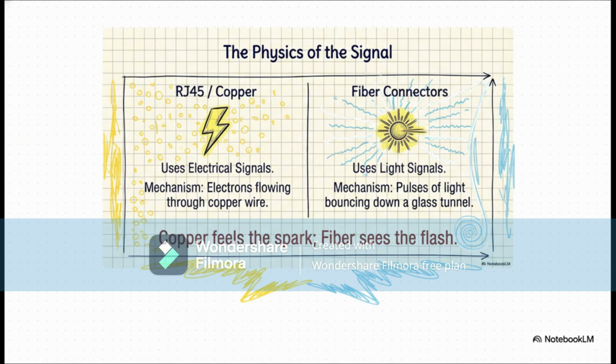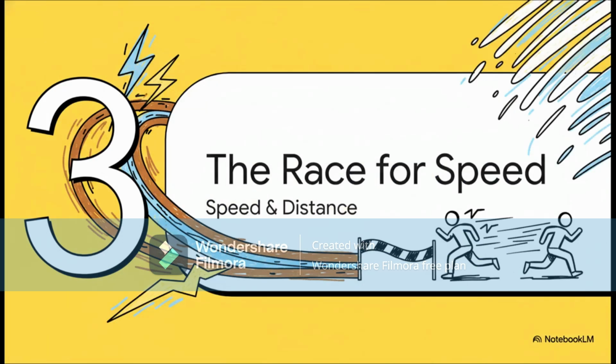But the fiber optic connector? It sends data as pulses of light, just flashing and bouncing its way down a perfect glass tunnel, basically at the speed of light. So, an electrical spark versus a flash of light. When you start talking about performance, this isn't some small technical difference. It's like putting a marathon runner up against a race car. So if we frame this as a race for speed and distance, who do you think wins?